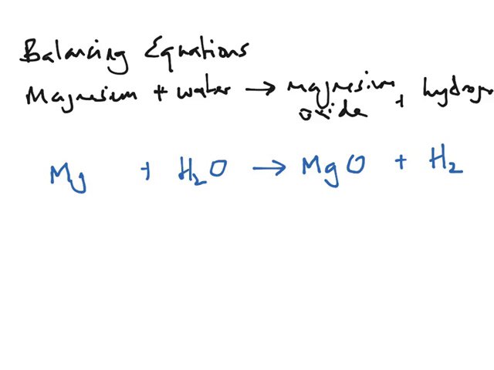What we've got over here, that's one magnesium, we've got one magnesium over here, we've got two hydrogens over here, two hydrogens over here, we've got one oxygen here, one oxygen here, so the equation is automatically balanced. Let's look at another example.